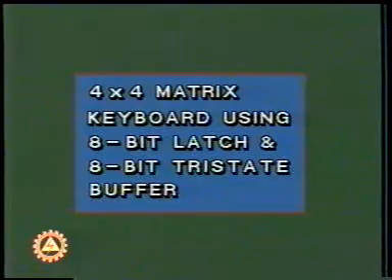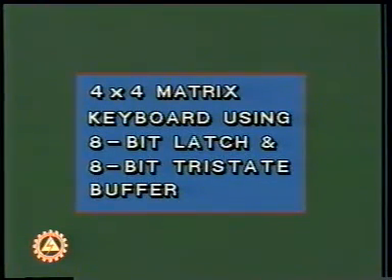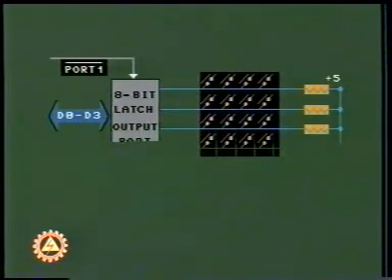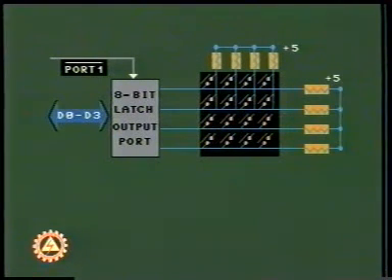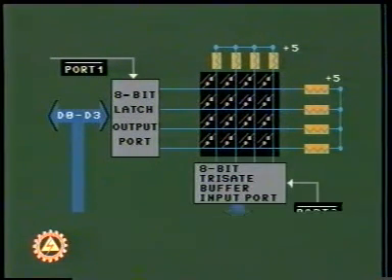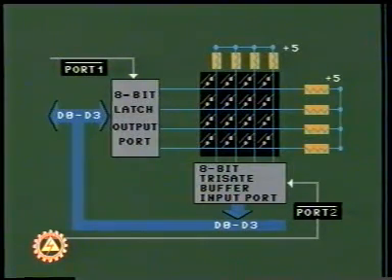We shall now discuss the process of interfacing a 4x4 matrix keyboard using an output and an input port. The 4x4 keys are arranged in 4 rows and 4 columns. The rows are pulled high and are connected to the output port, port 1. These lines are called scan lines. The columns are also pulled high and are connected to an input port, port 2. The columns are called return lines.